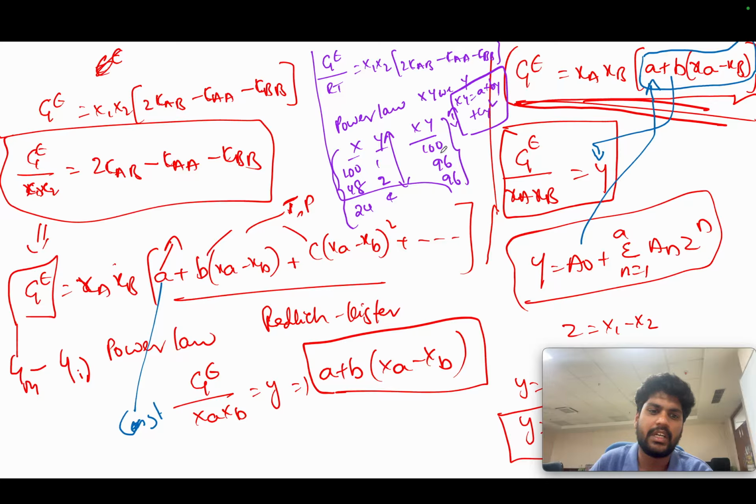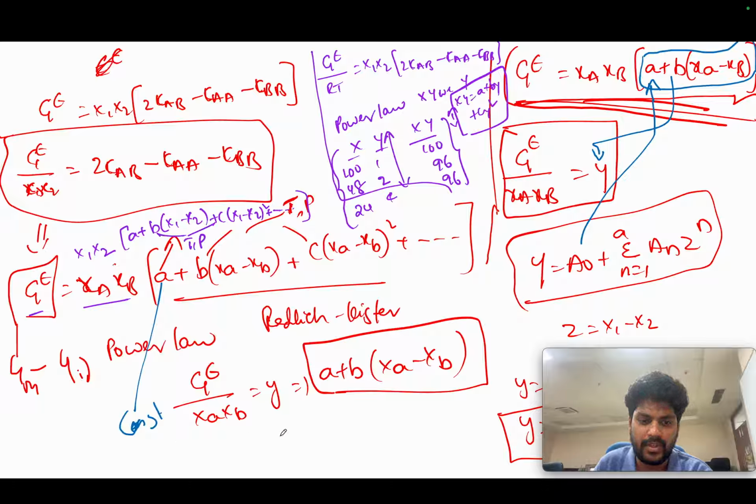So we write it in the power form of g equal to xa xb, which you can also write in power form. And we all know from the power law that these two are independent of temperature and pressure. So that's why we write the final equation as equal to y, where y stands for a plus b of xa minus xb.